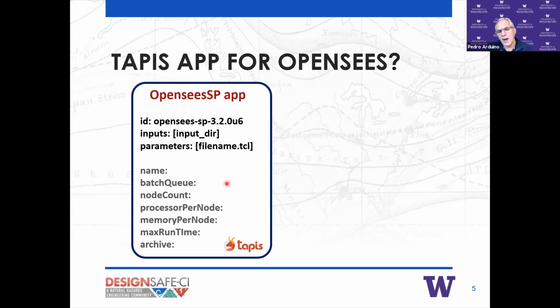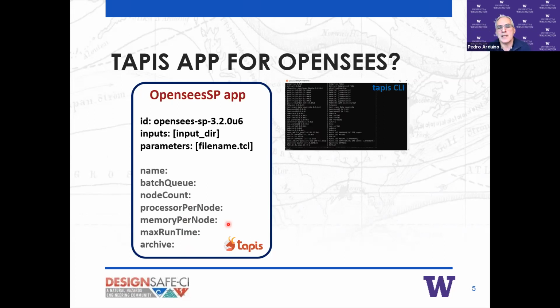And then there are a couple of other things that you have to define, like the batch queue, the type of queue that you are going to be using, the number of nodes, the processors per node, the memory per node, the maximum runtime. You want to run this for half an hour, for 1 day, for how long you want to keep these nodes. And also, do you want to archive the output, or you don't want to archive? And there are examples on this, how to set these things so that you simplify, and I will show that in a minute. So now, in order to access these apps, you can either use the CLI.